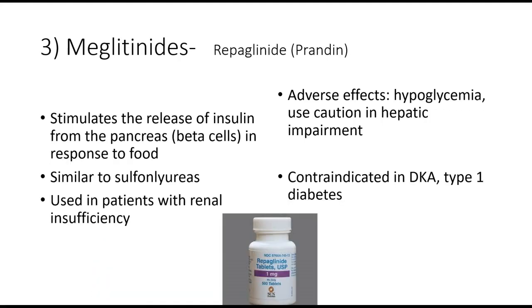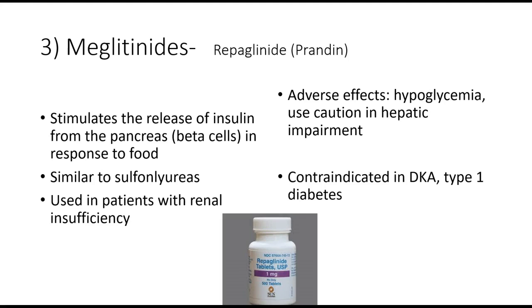Glinides are our third class. We have repaglinide, Prandin, as our main drug. This drug is very similar to the sulfonylurea drugs. It's stimulating the release of insulin from the pancreas. It's stimulating the beta cells in response to food.